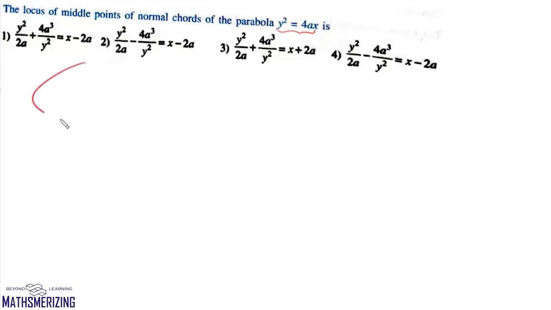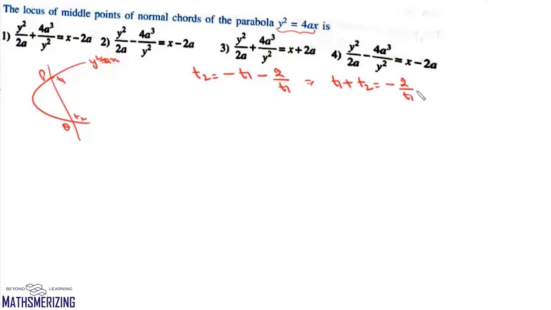So we have this parabola y square equals 4ax, and then we have this normal chord, normal at P intersects at Q. Suppose this is parameter t1 and this is parameter t2. So we know that for a normal chord the condition is t2 = -t1 - 2/t1. So from here we can write the value of t1 + t2 as -2/t1.